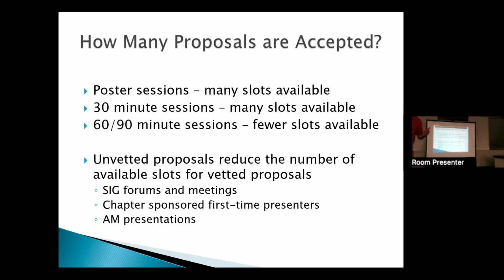Now, so how many do we accept? We get 500 to 700 submissions. Well, poster sessions, there are many, many slots available. So that's actually a pretty easy way to be accepted. 30-minute sessions, there are many slots available. 60, 90-minute sessions, many fewer. Now, it's very difficult to give precise numbers because the unvetted proposals reduce the number of slots. So the SIG forums and meetings, the chapter-sponsored first-time presenters, and also our associate members who are sponsoring the conference.